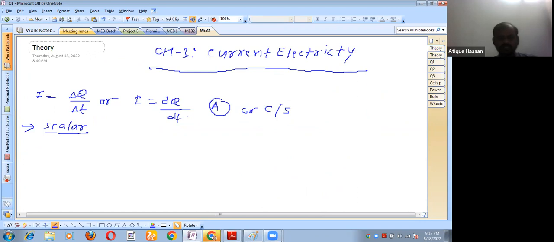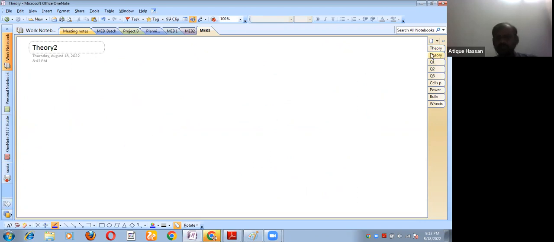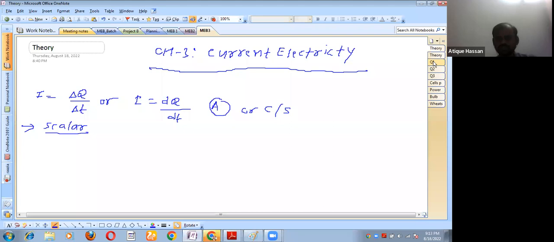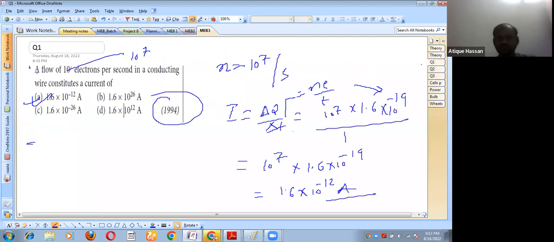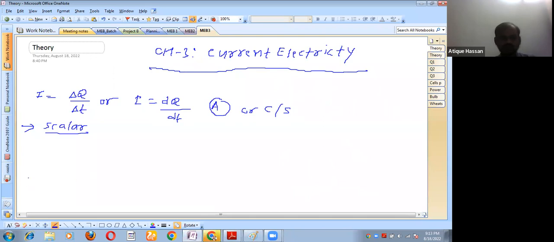Apart from that, anyone having a doubt? I think no one is having a doubt in this question. So moving to the next concept, which is current density, right? Current density. What is that?